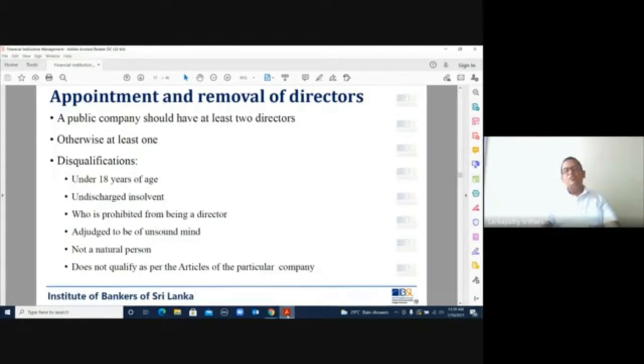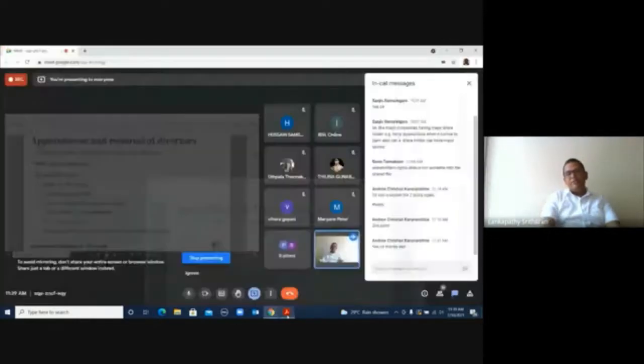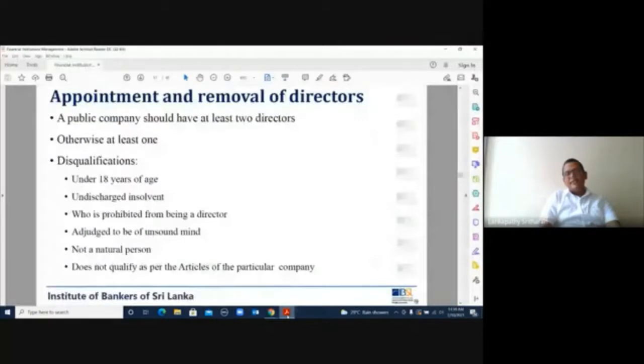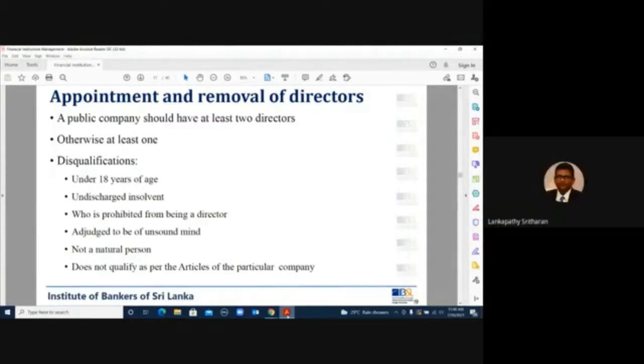There are some disqualifications to becoming a director. First, if the person's age is less than 18, he or she cannot become a director. Then undischarged insolvents: if someone has been declared insolvent, he or she cannot become a director. What is the meaning of insolvent? I think the term is not common in Sri Lanka, but it is common in foreign countries. People say, 'I am bankrupt, I can't meet my debt obligations.' They are declared an insolvent or bankrupt person. In those circumstances, that person cannot become the director of the particular company.